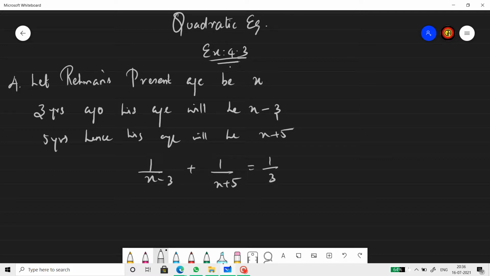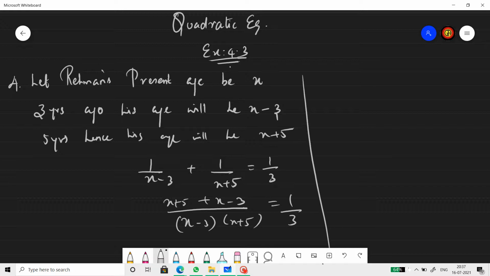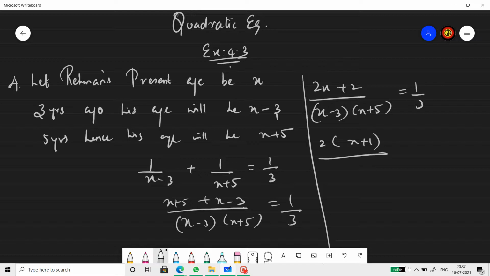Now, just take LCM and proceed forming a quadratic equation. x minus 3 into x plus 5. Up here we get x plus 5 plus x minus 3 equals 1 by 3. 2x plus 2 by x minus 3 into x plus 5 is equal to 1 divided by 3. Take 2 out, it is x plus 1, or you don't take it out, it's fine.